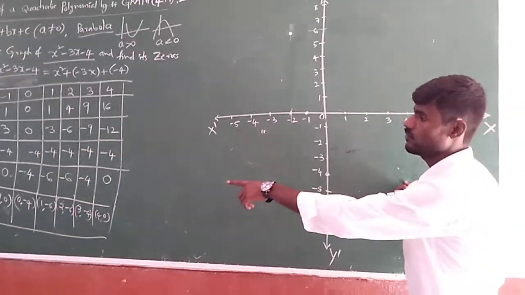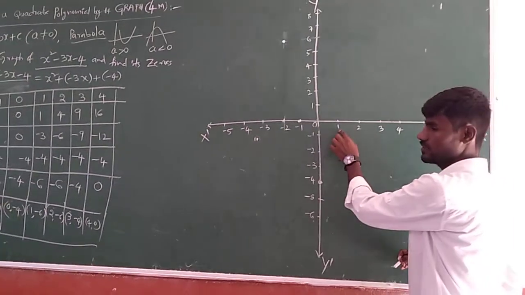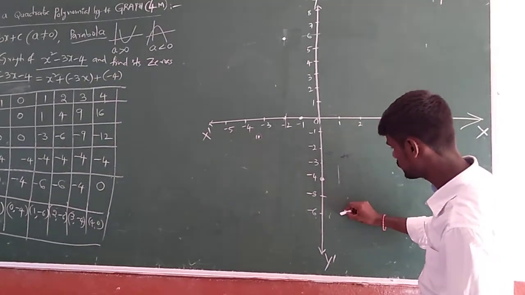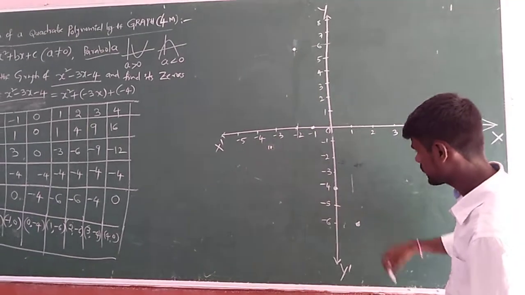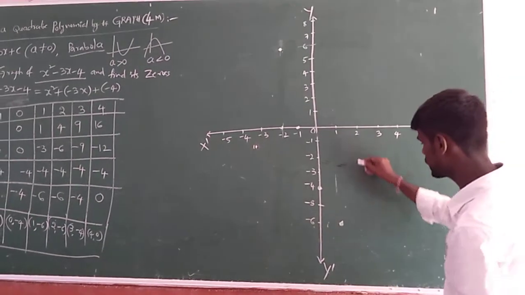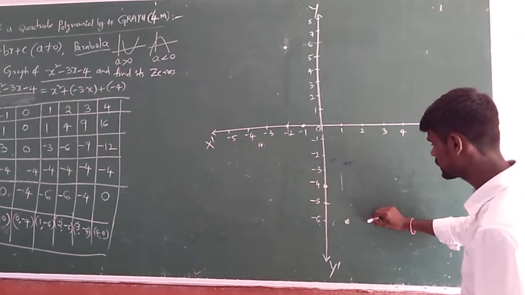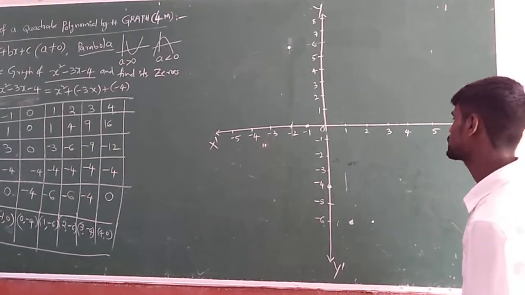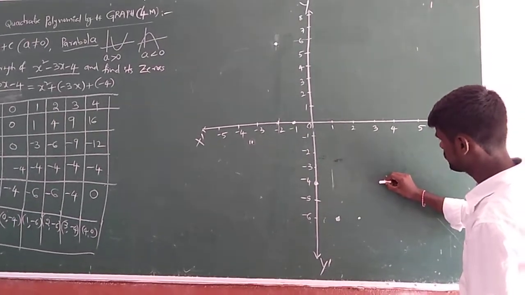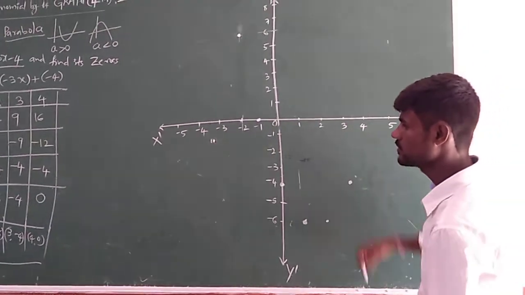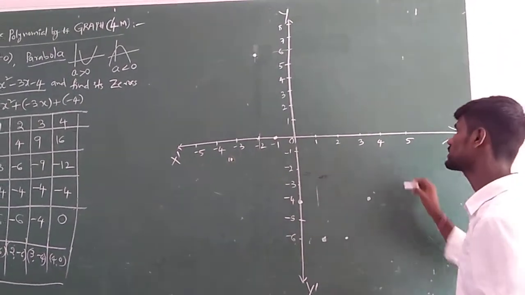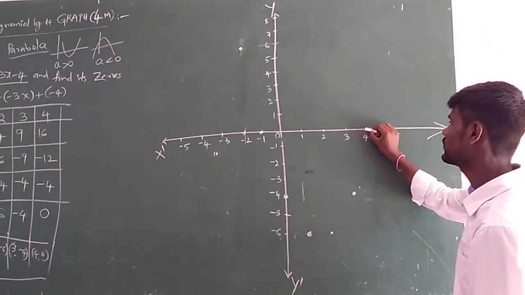Next one, 1 comma minus 6. 1 is positive on x and minus 6 on the y-axis, so below. Here we will get it. Next, 2 comma minus 6. For 2 also you are getting minus 6. Next, 3 comma minus 4. Here you will get it. Next one, 4 comma 0. x is 4, y is 0, on the x-axis, where the y coordinate is 0.